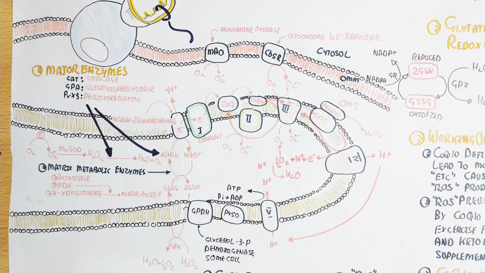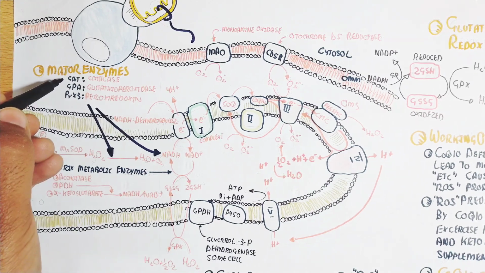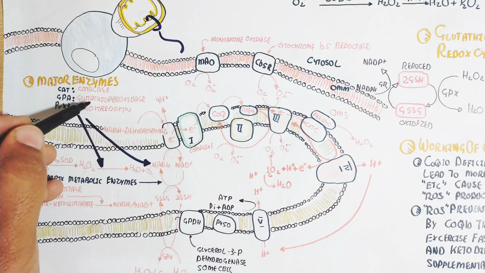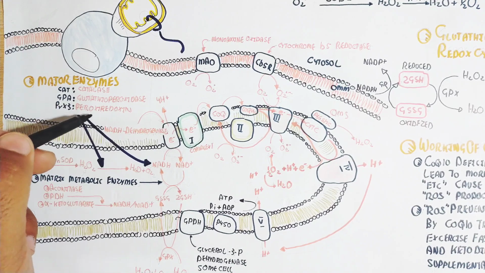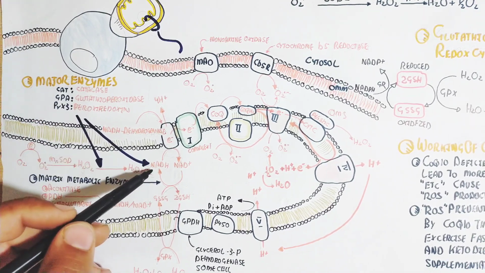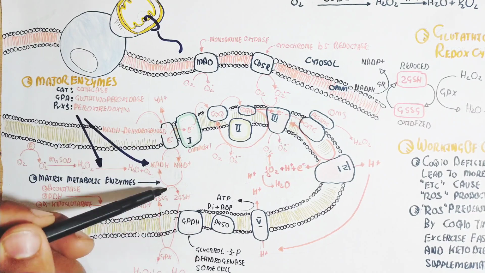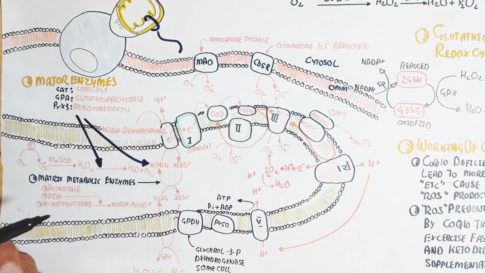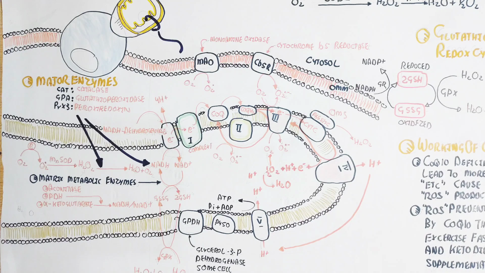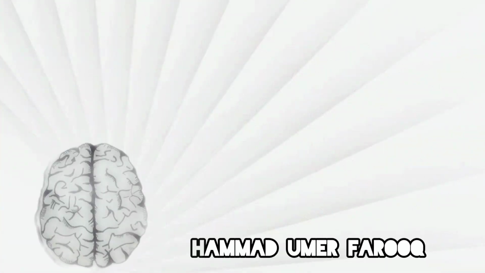The major enzymes are catalase, glutathione peroxidase, and peroxiredoxin, which are used for the conversion of hydrogen peroxide from reactive oxygen species into water and oxygen, because the free radical superoxide is more dangerous than hydrogen peroxide, and water is non-dangerous, so there is no danger.